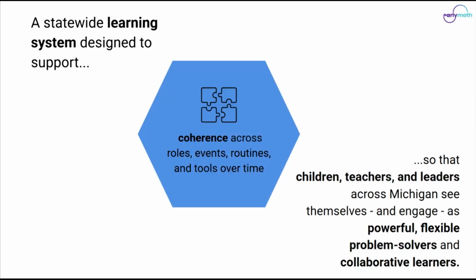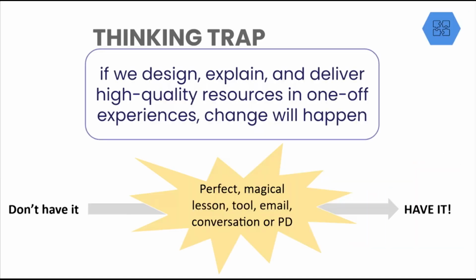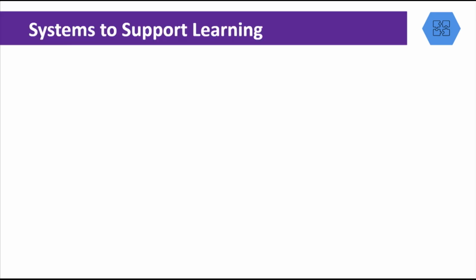Now, let's move into the blue hexagon. The system is also designed to create coherence across roles, events, routines, and tools. Again, we're going to do the high level, what's really key about this. There's more learning here for everybody. This is connected again to our trap of just put the magical thing in and everything will be better, okay?